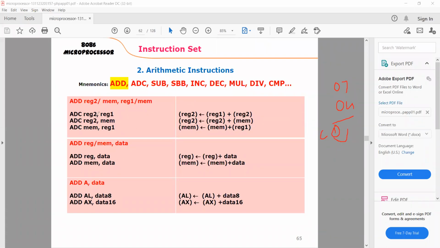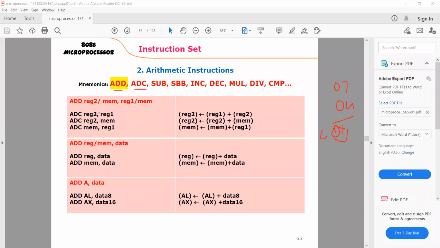In the normal addition operation, we neglect this carry. But when you use ADC, the carry which we got will get added automatically to the result. That is the difference between normal ADD and ADC. So ADC represents addition with carry.